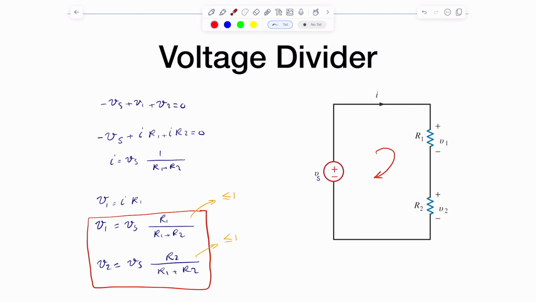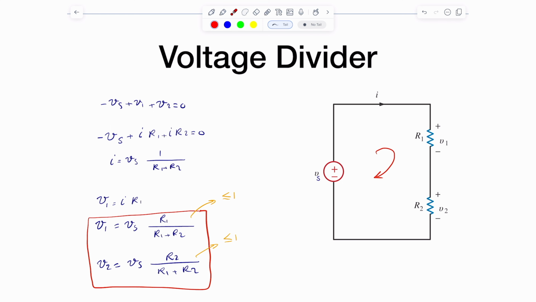And in both cases, V1 is directly proportional to R1, and V2 is directly proportional to R2. The higher the R1, the higher the V1; the higher the R2, the higher the V2. So what we say is that voltage Vs happens to be divided into V1 and V2. The proportion or fraction of the division depends on the values of R1 and R2. That's why this is called the voltage division rule.